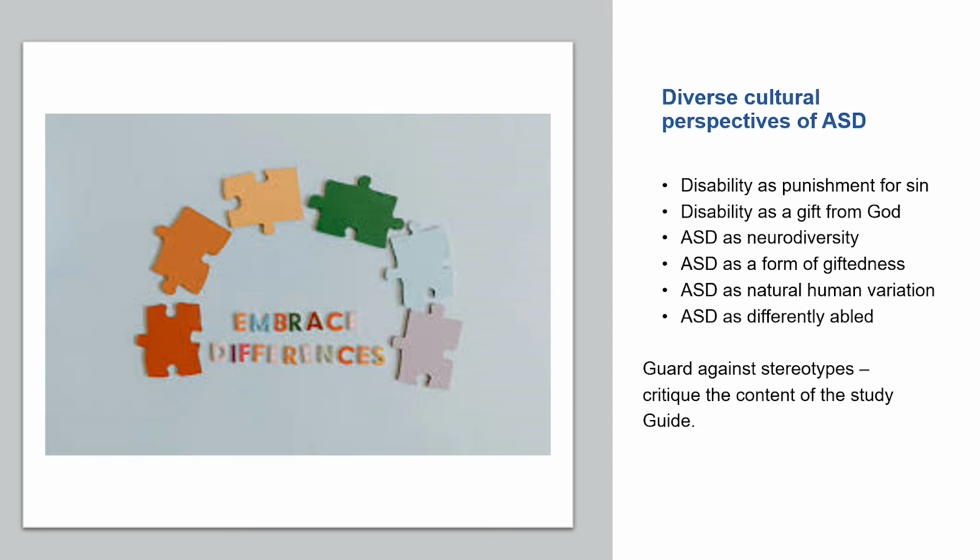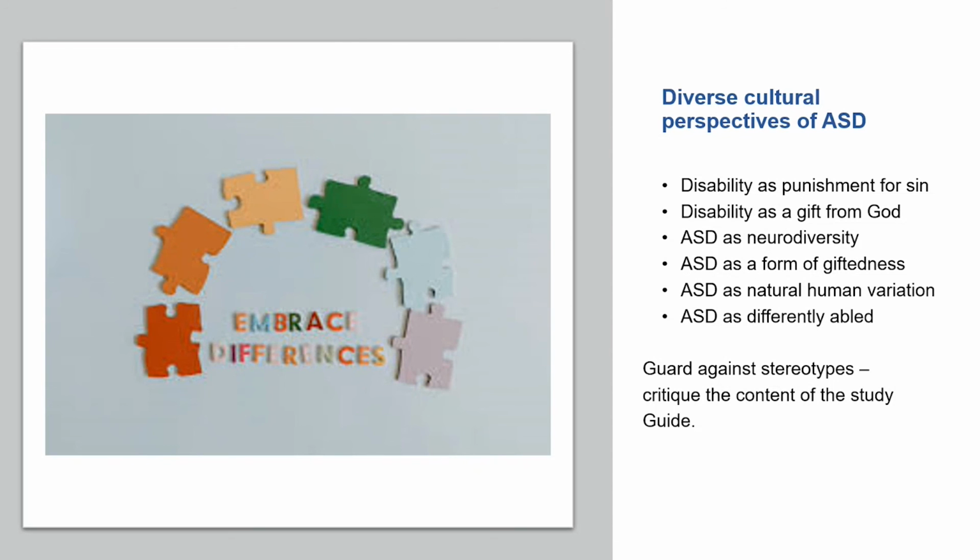And then finally, in the last section of this module, we look at the diverse cultural perspectives on autism. And you'll see that certain communities that may have specific cultural backgrounds may look at disability as punishment for sin or as a gift from God, very different. Also looking at ASD as neurodiversity, as a form of giftedness.